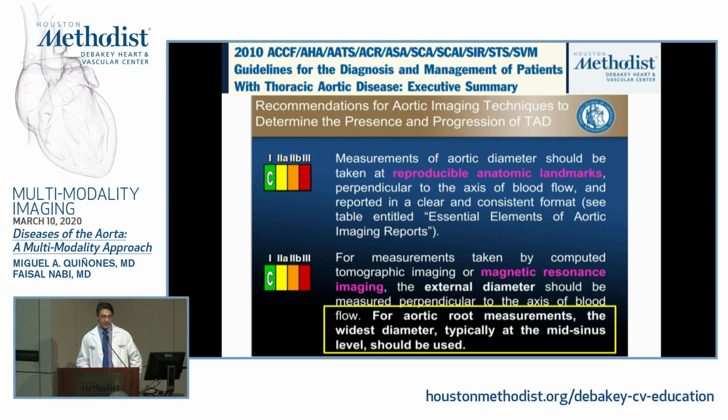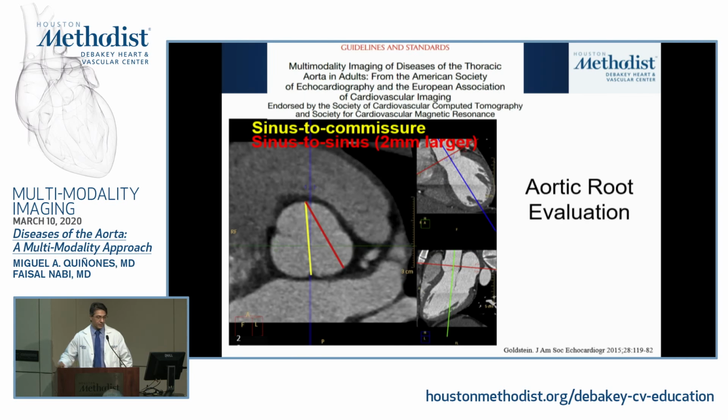What do the thoracic aortic guidelines mention for the aortic root? And that's highlighted here. Here all they said was that the aortic root measurements should be made at the widest diameter, typically at the mid-sinus level.